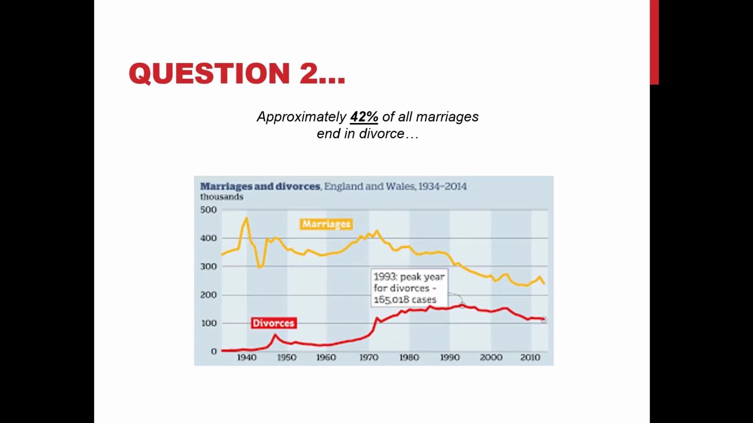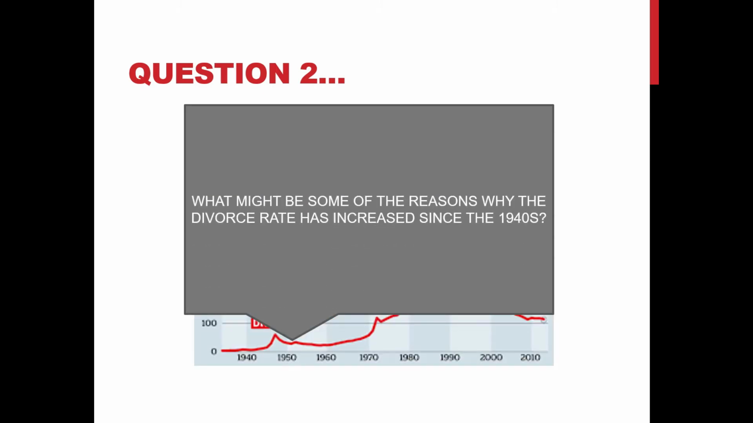The divorce rate actually reached its peak in 1993, where we saw just over 165,000 divorces in that 1 year. Since the peak in 1993, the number of divorces has fallen slightly, most probably caused by the decline of marriages. If there's fewer people getting married, then there's fewer people to get divorced.